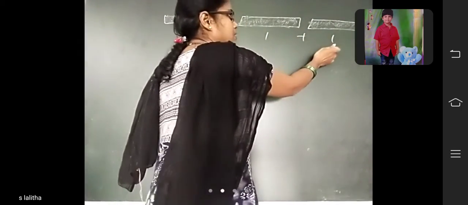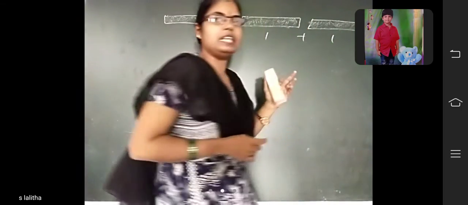Okay, so this is 1 plus 1 plus 1 by 6. How much? 1 plus 1 is 2, 2 plus 1 is 3, so 3 plus 1 by 6 means 3 1 by 6. Okay, now you should convert it into an improper fraction. How should you convert, children?